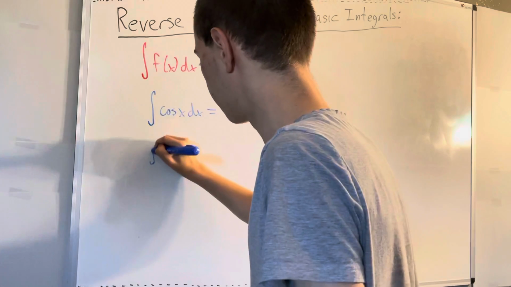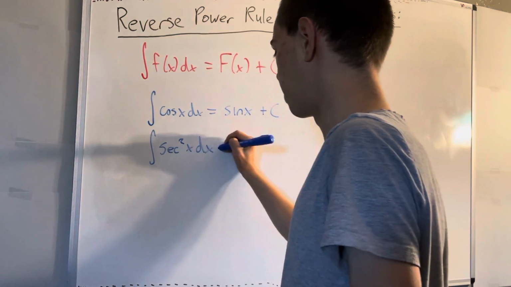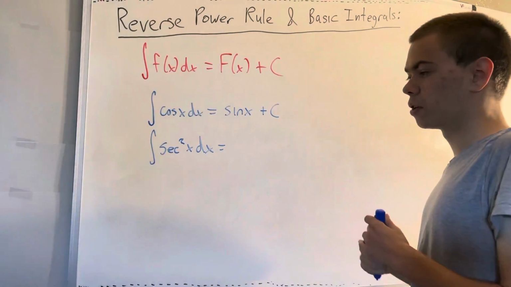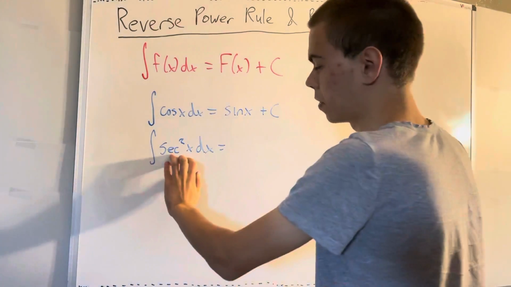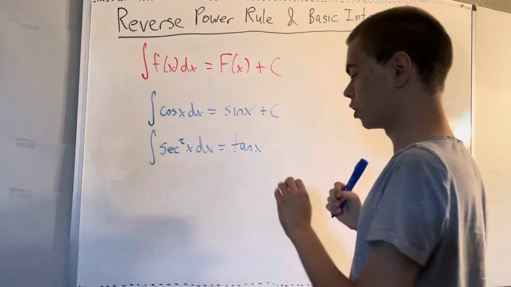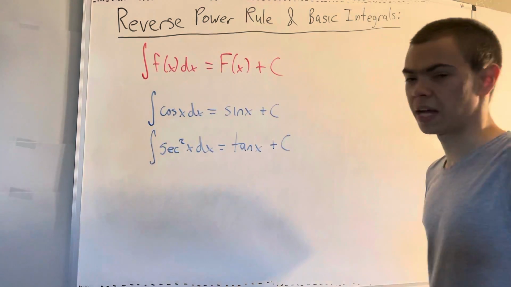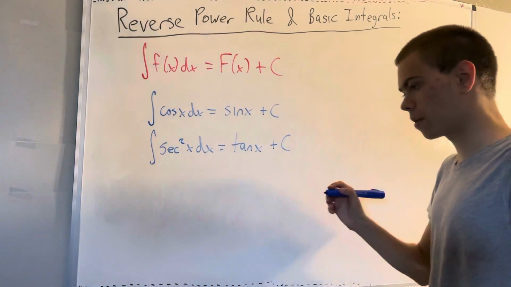Some other examples, like the integral of the secant squared of x. This one should be a little bit more apparent. The derivative of what results in the secant squared of x? That would just be the tangent of x, because if we take the derivative of tangent of x, we get secant squared of x, right? And then we just add a plus c to that.